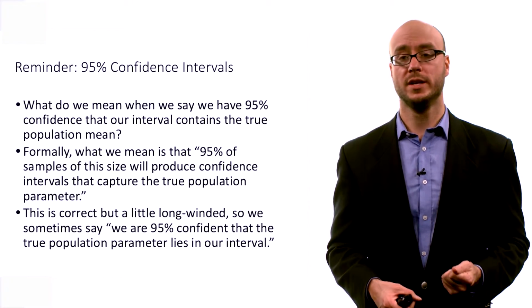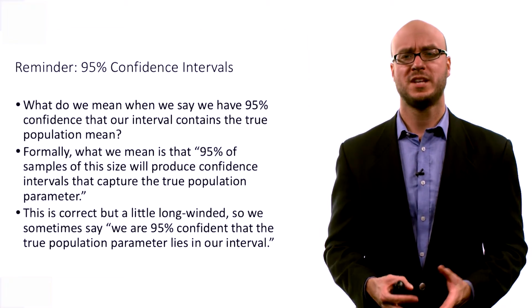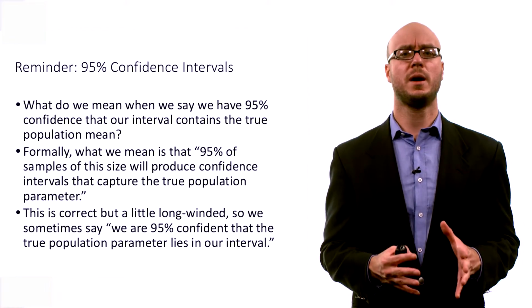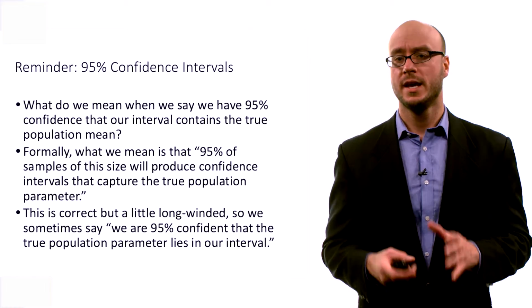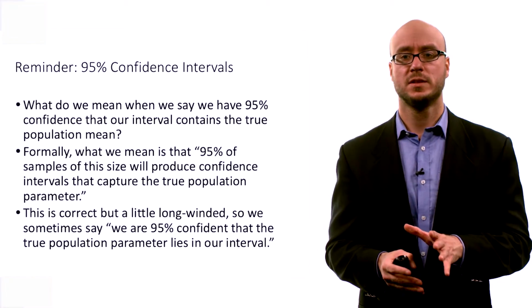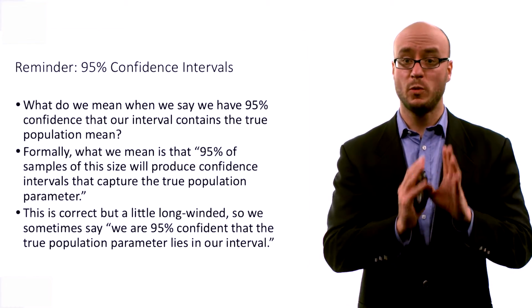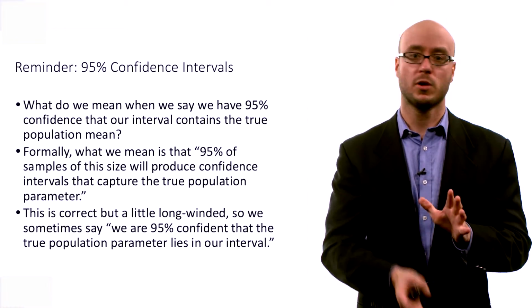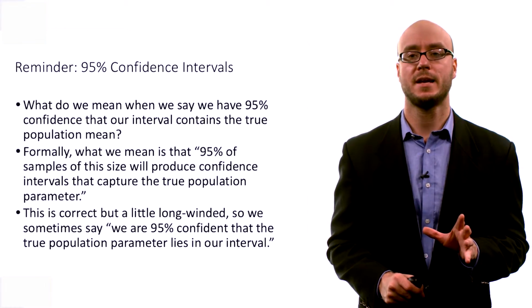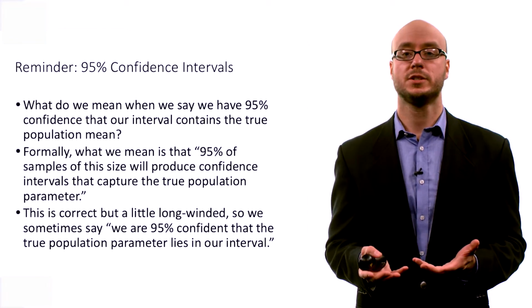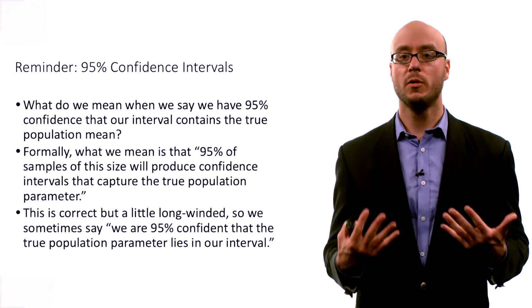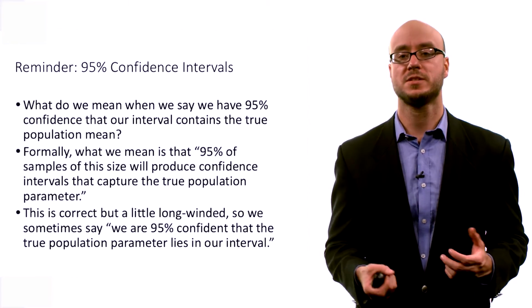Again, this is a bit long-winded, so often people will say we are 95% confident that the true population parameter lies in our interval. The key point is that we know the properties of a particular sample. We're 100% sure of the average weight gain in a sample, but we don't know the population. But using what we know about the properties of the sampling distribution, we can say that we're 95% confident that the true population parameter lies within our calculated interval.